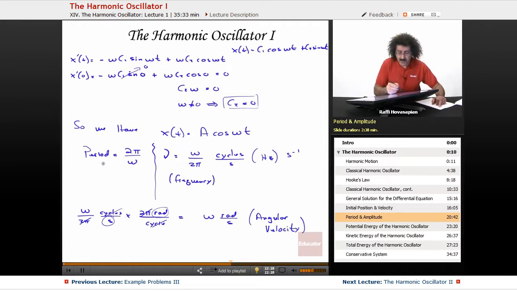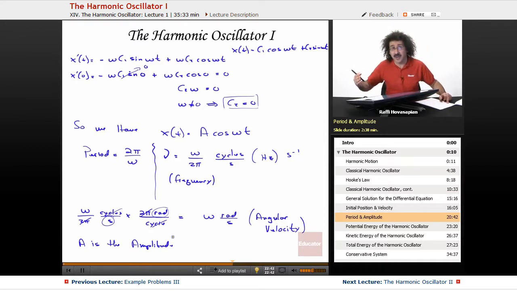So we have our period, we have our frequency, we have our angular velocity, which is omega, and A is called the amplitude. A is the amplitude of the oscillation. It's the largest value that the displacement can actually have. If I stretch the spring a distance A, when it goes the other direction, it can only compress a distance A maximum, and then it's just going to go back and forth, A, minus A, A, minus A, something like that. So A is the amplitude of the oscillation.